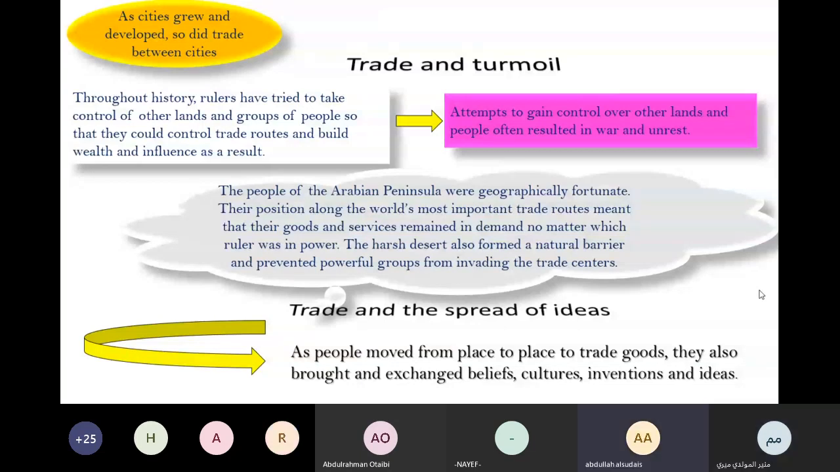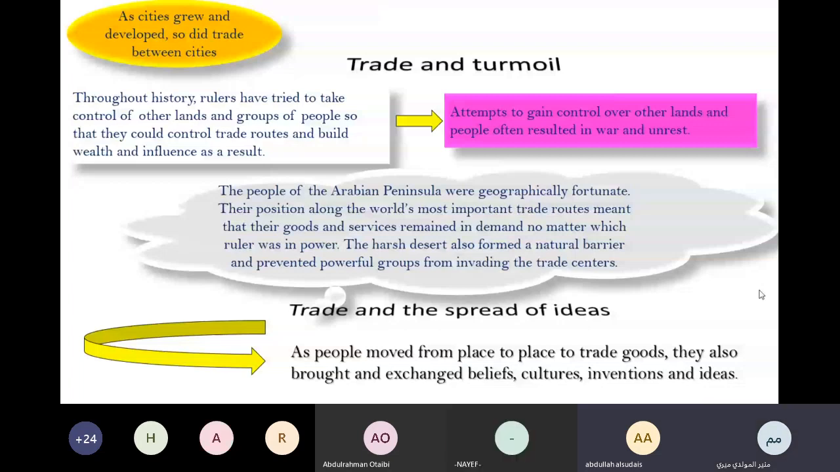As cities grew and developed, so did trade between cities. Throughout history, rulers have tried to take control of other lands and groups of people so that they could control trade routes and build wealth and influence. As a result, attempts to gain control over other lands and people often resulted in war and unrest.